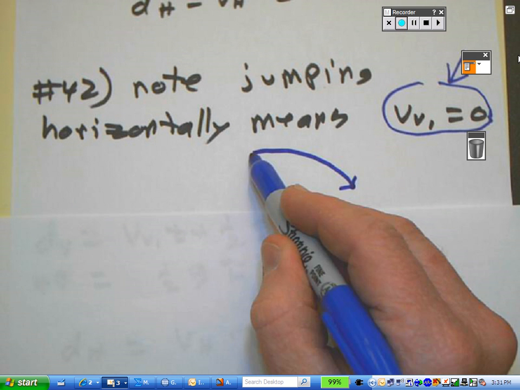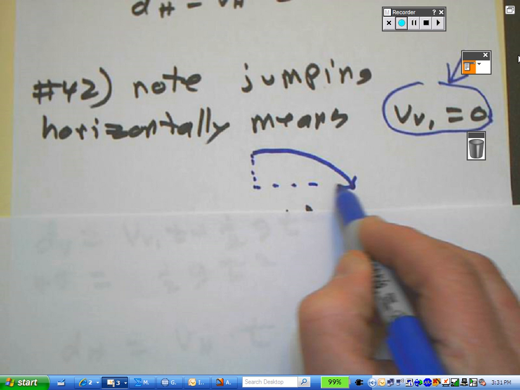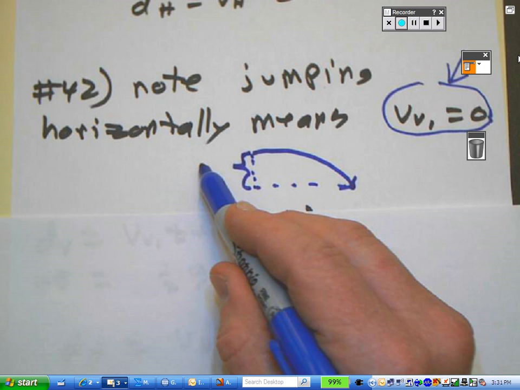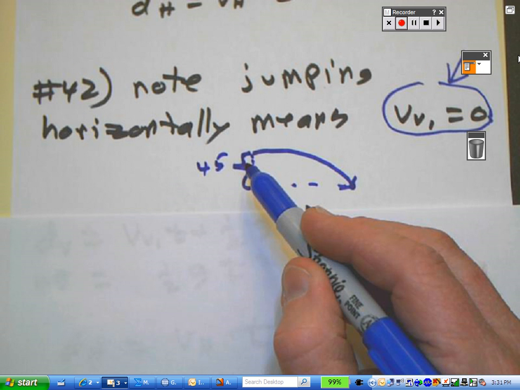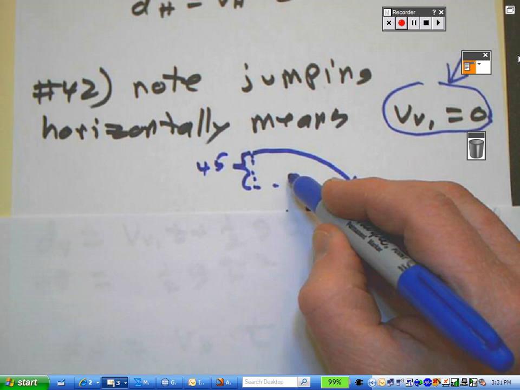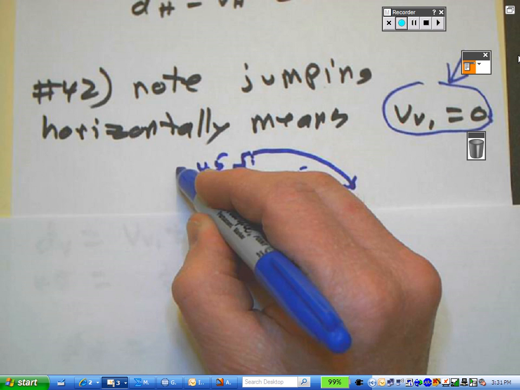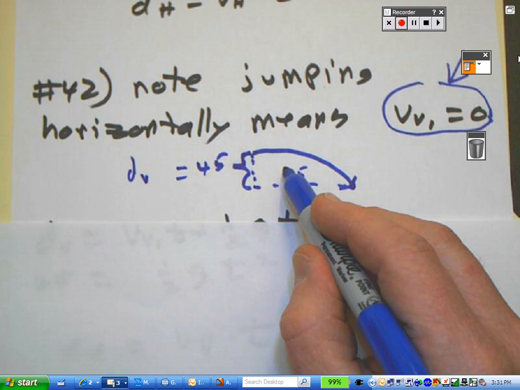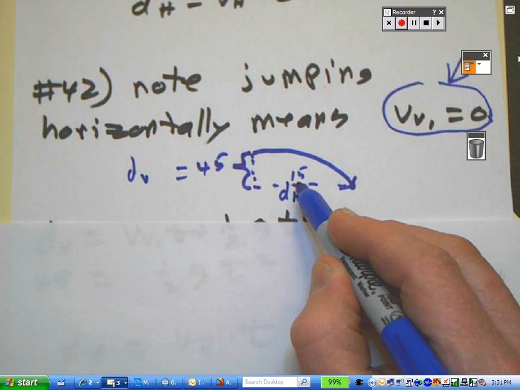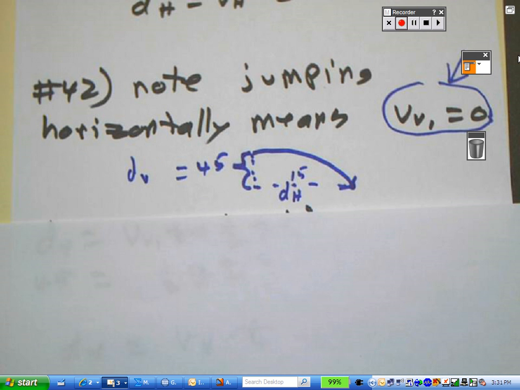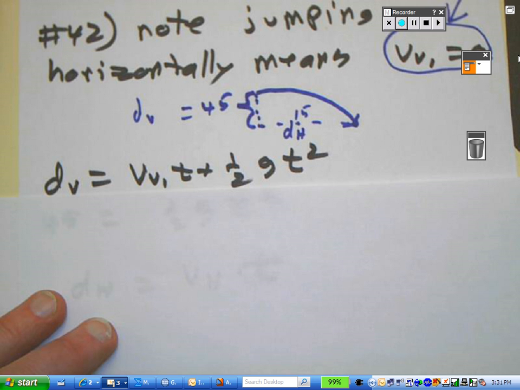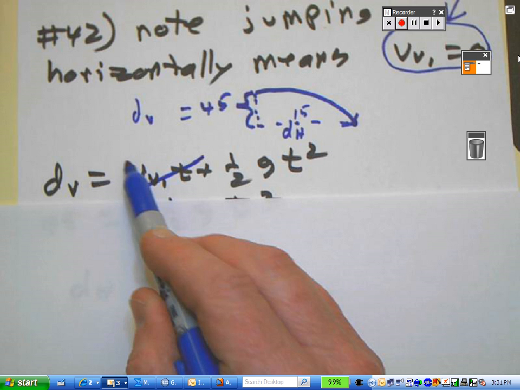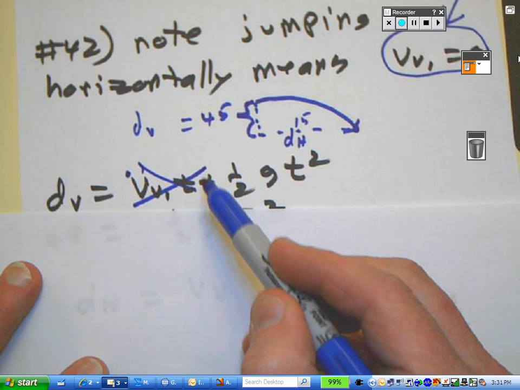Notice they have told us two pieces of very important information. Here's how high they were, and that's 45 meters. And how far away were they from the bottom, and that's 15 meters. So they are giving us the d_v, the vertical displacement, and they are also telling us what the d_h is. That's 15. Very important, because if you look at the vertical displacement formula, notice if the v_v1 is 0, this whole term simply drops out. You can cancel it out.